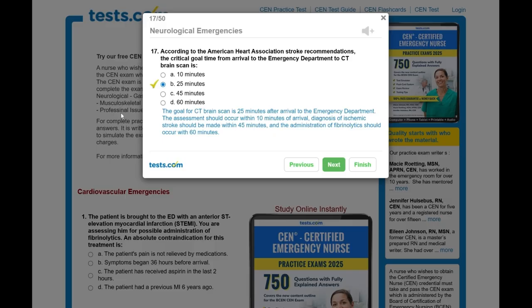The assessment should occur within 10 minutes of arrival. Diagnosis of ischemic stroke should be made within 45 minutes, and the administration of fibrinolytics should occur within 60 minutes.